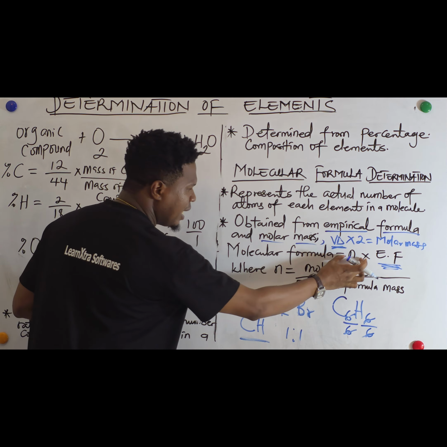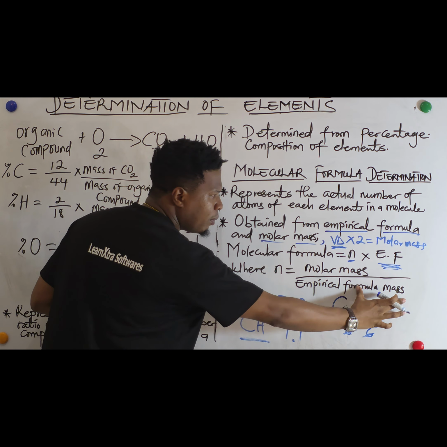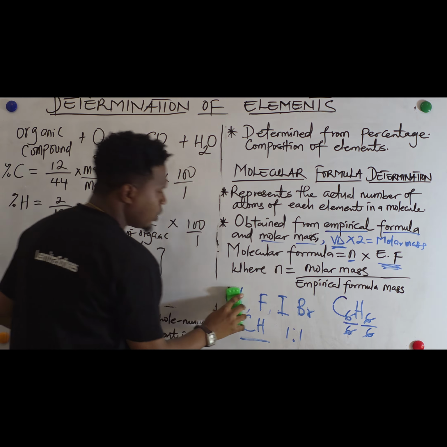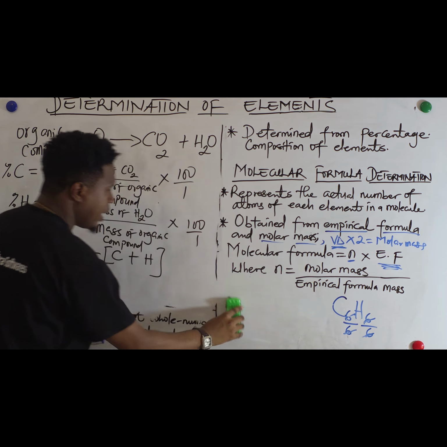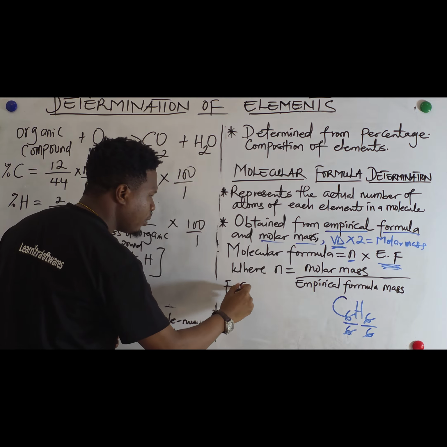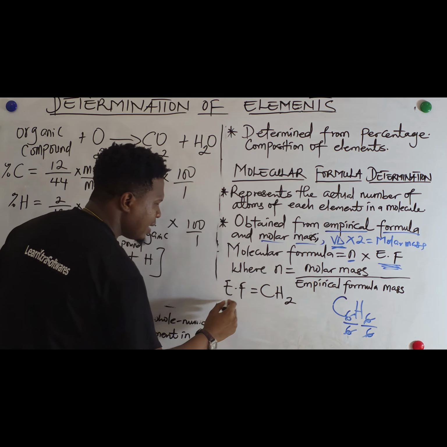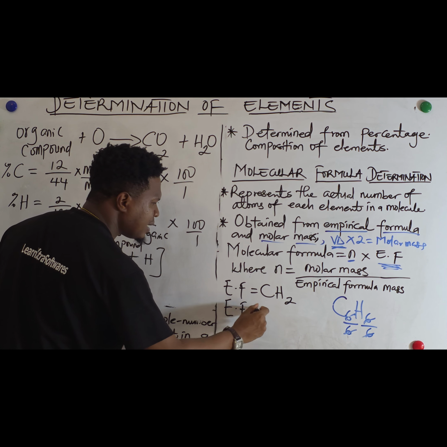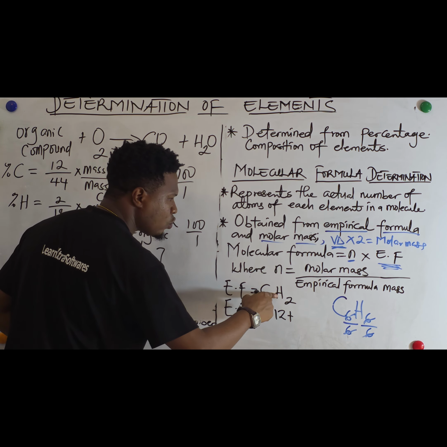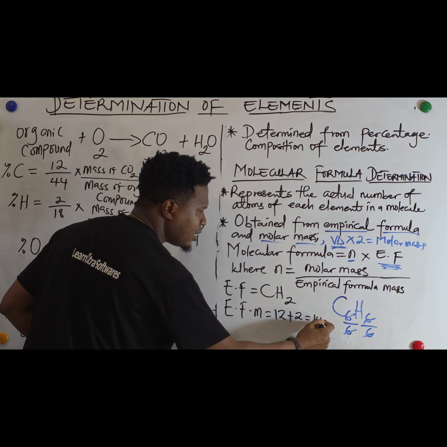So how do you get this n? It is calculated by dividing the molar mass by the empirical formula mass. What is the empirical formula mass? Let me show you quickly. Let's say a compound has an empirical formula of CH2. The empirical formula mass will be the atomic mass of carbon, 12, plus hydrogen, 1 times 2, which is 2, so the empirical formula mass is 14 grams.